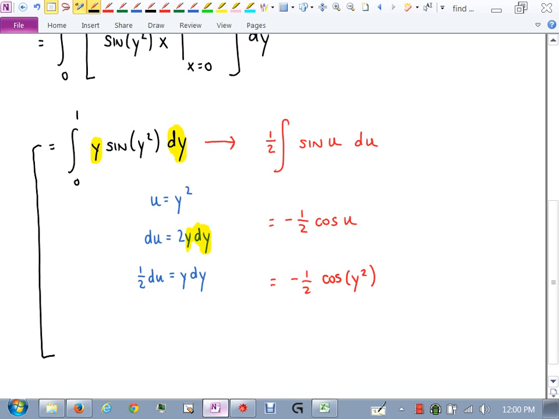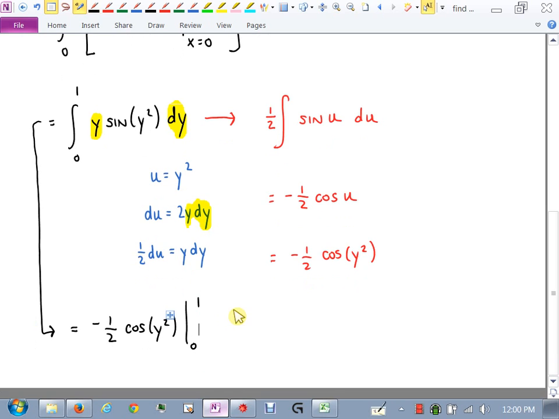So I'm going to bring this down here. This is equal to negative 1/2 cosine of y squared evaluated at 0 and 1. Plug in 1, you get negative 1/2 cosine 1. Then plug in 0, negative 1/2 cosine 0.